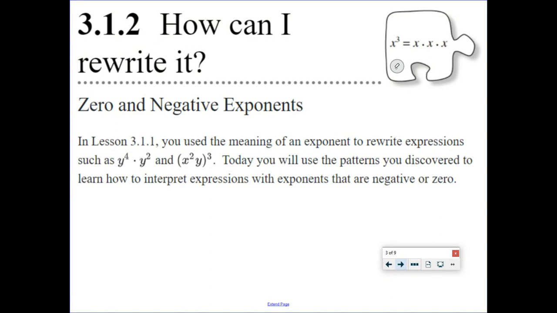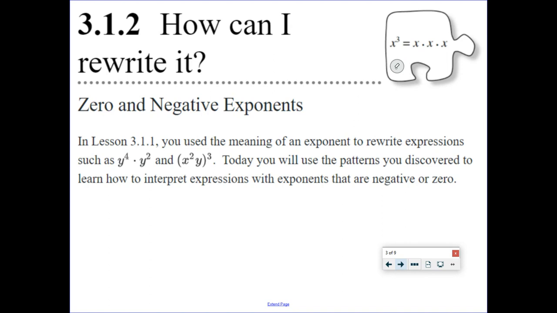312, how can I rewrite it? Zero and negative exponents. Ladies and gentlemen, exponents are not going away. That is something you are going to be working with throughout this year, throughout next year, throughout high school. If you do any math in college, you're going to be addressing exponents in college. It will not go away. You will see it on most tests this year, period. So this is something you really need to focus on.